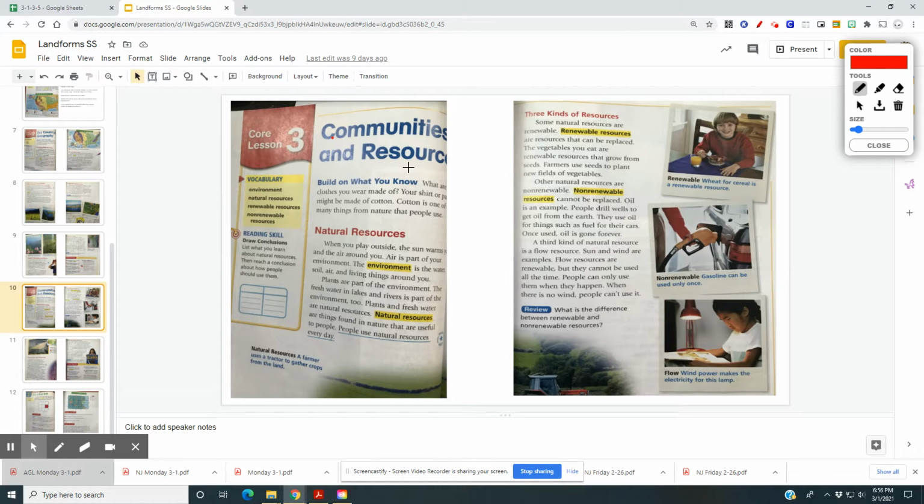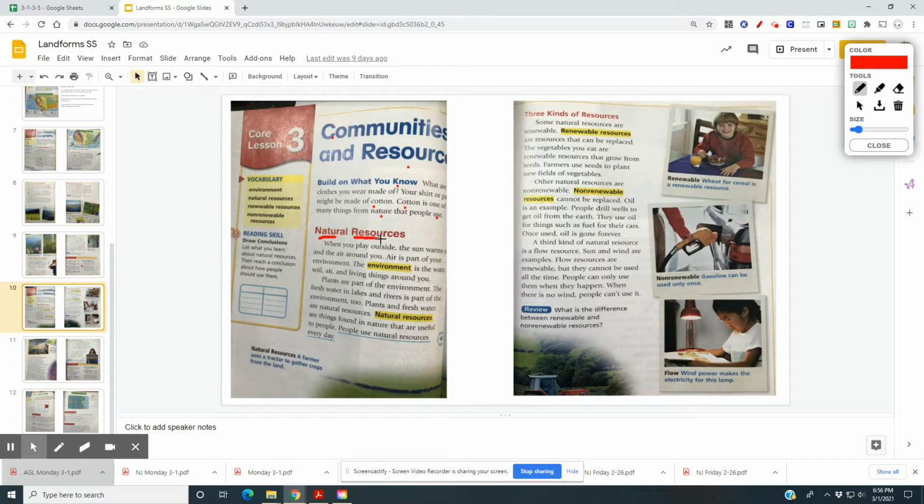Communities and resources. Build on what you know. What are the clothes you wear made of? Your shirt or pants might be made of cotton. Cotton is one of many things from nature that people use.